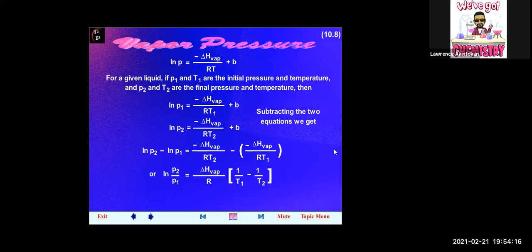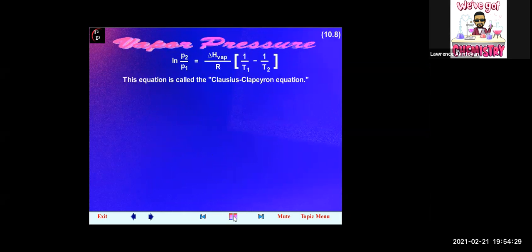Or the natural log of P2 divided by P1 equals delta H vaporization divided by R times the quantity of 1 divided by T1 minus 1 divided by T2. This equation is called the Clausius-Clapeyron equation.